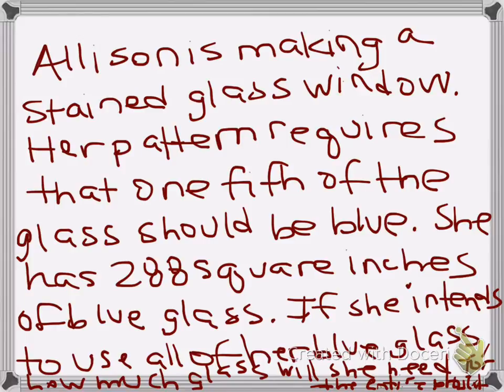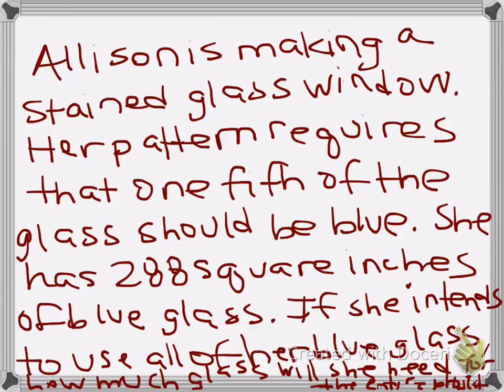Now we have a word problem. We're going to solve the word problem by using an equation. So it says Allison is making a stained glass window. Her pattern requires that 1/5 of the glass should be blue. She has 288 square inches of blue glass. So if she intends to use all of her blue glass, how much glass will she need for the entire project?